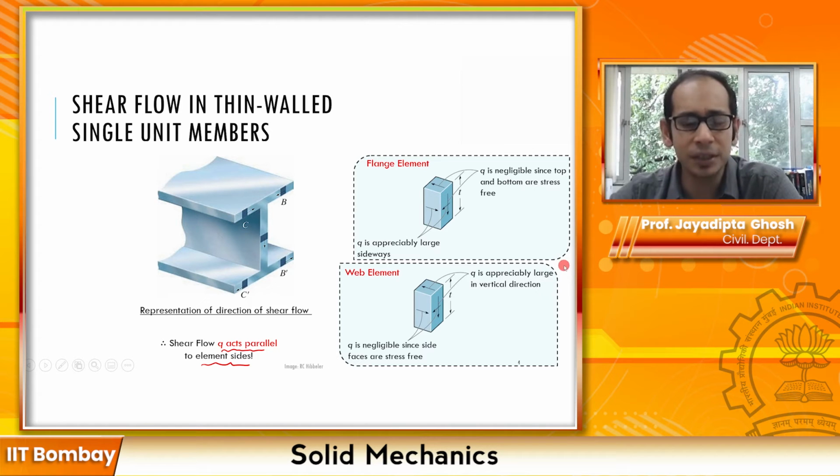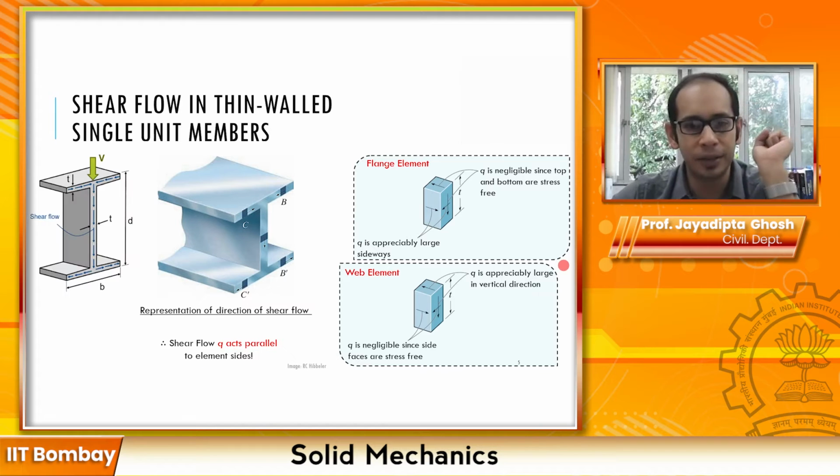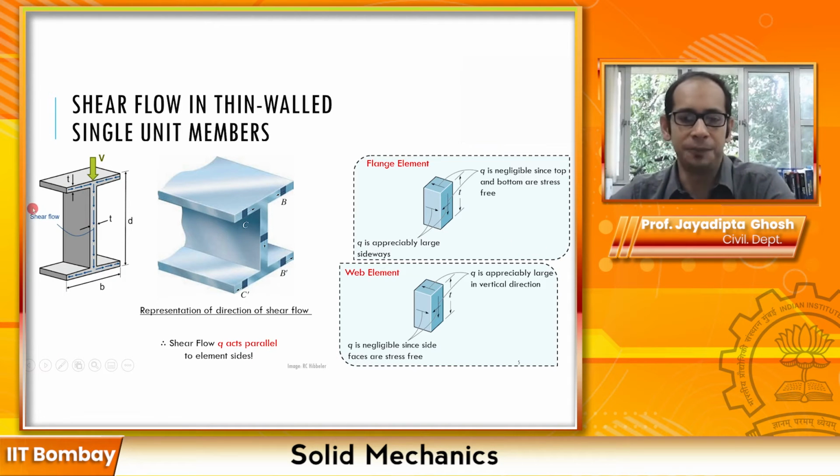So essentially, what do we get? If we now take a zoomed out view of this entire thing, what you have is a shear force V acting across this entire section. Because of the shear force V, the shear flow or the shear stress in the flange, remember the top part is the flange, this is the web, and this is the flange again, acts parallel to the sides of the flange. In the web, it acts parallel to the side of the web.